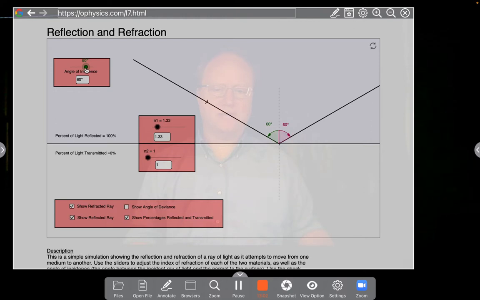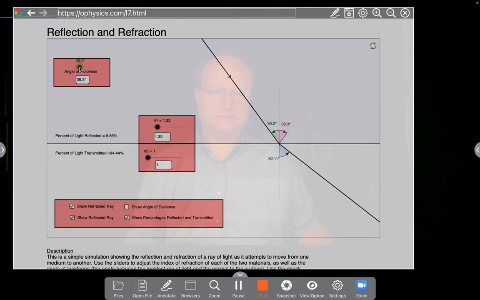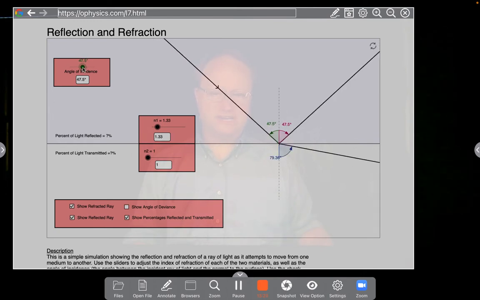And now what we have is a total internal reflection. All the light stays in our water. None of it goes into the air. This is a perfect 100% reflection. If we are less than the critical angle, then we get a refraction. But as soon as we pass that critical angle, which is somewhere between 48 and 50, then we get total internal reflection occurring. You must start in the substance of a higher index of refraction.